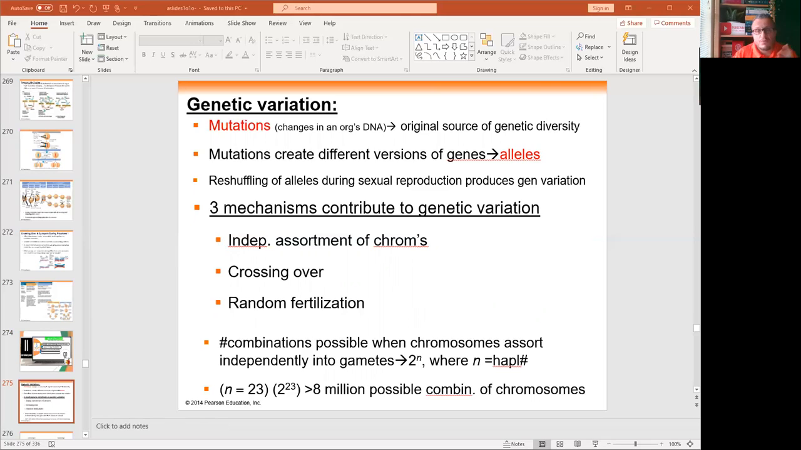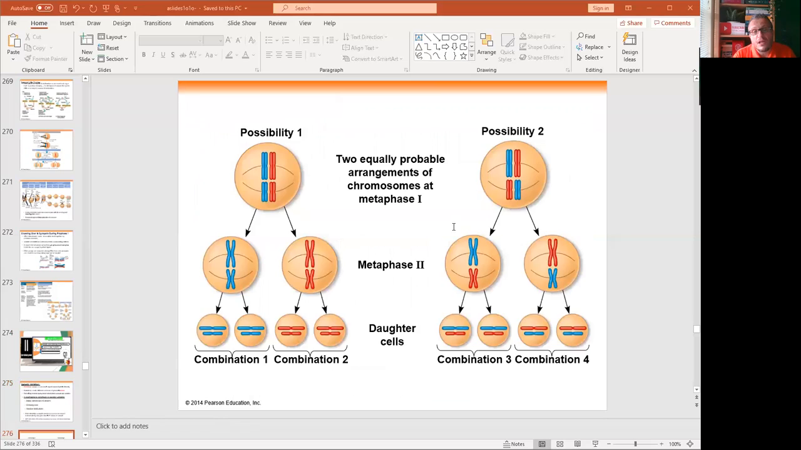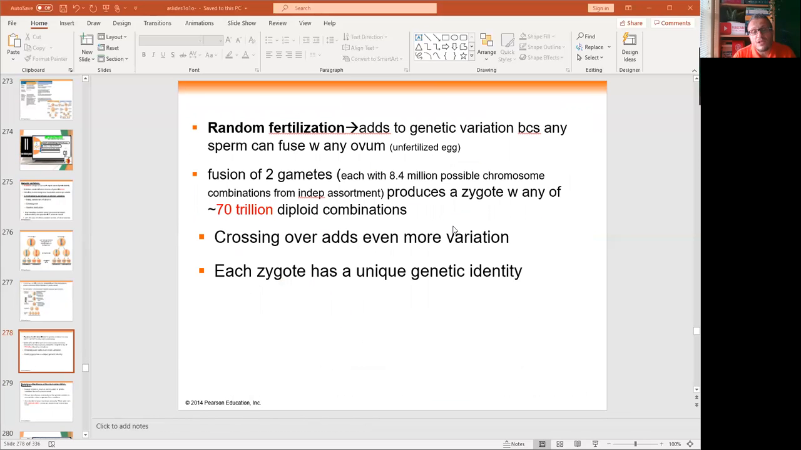There are other mechanisms that can produce genetic variation. One is independent assortment of the chromosomes. The next is crossing over. And the last is random fertilization. With n equal to 23, there are more than 8 million possible combinations of chromosomes, and that causes genetic variation. Random fertilization adds to genetic variation because any sperm can fuse with any ovum, which can give one out of 70 trillion diploid combinations.